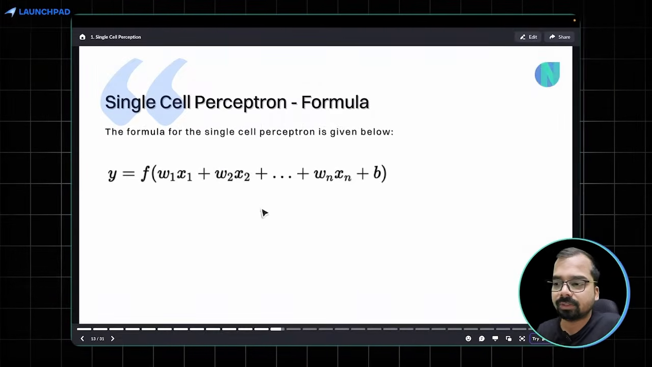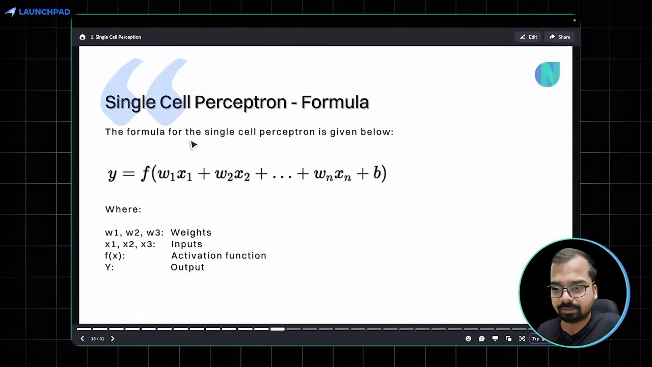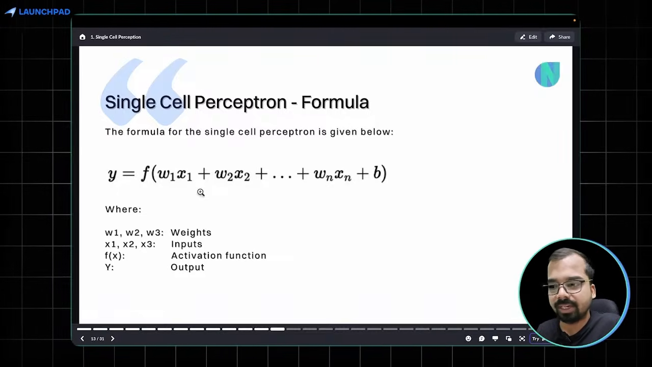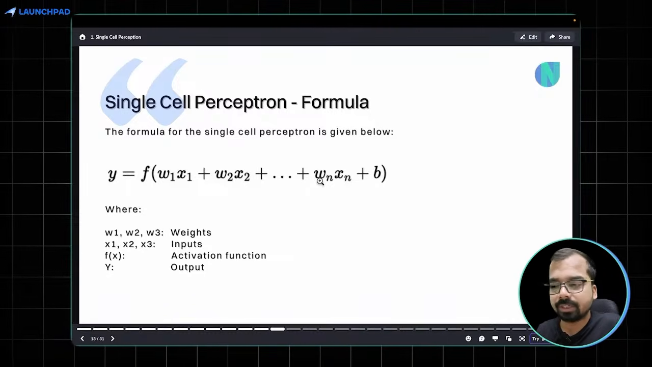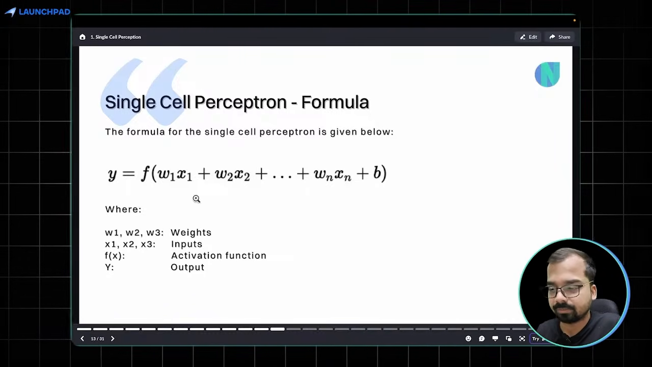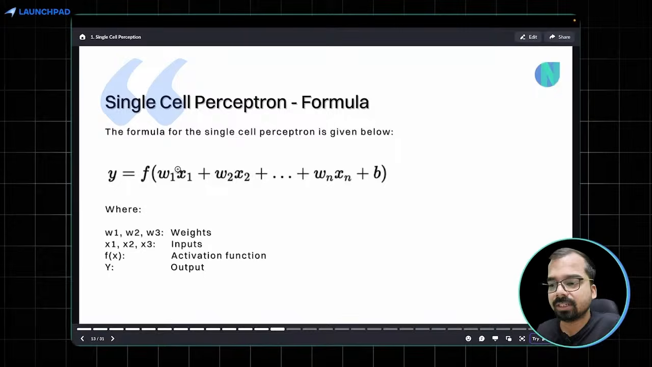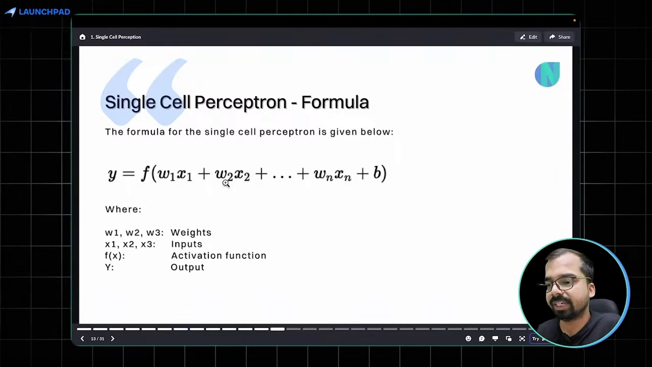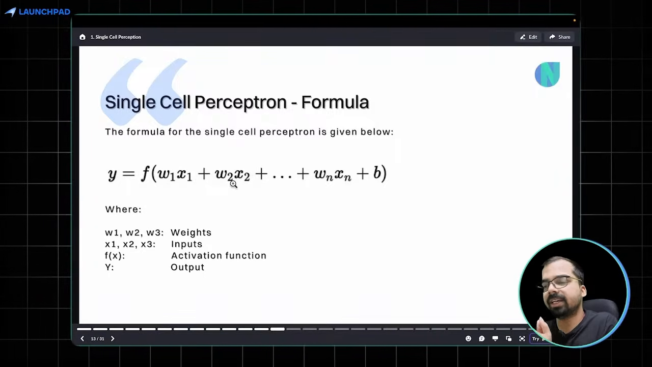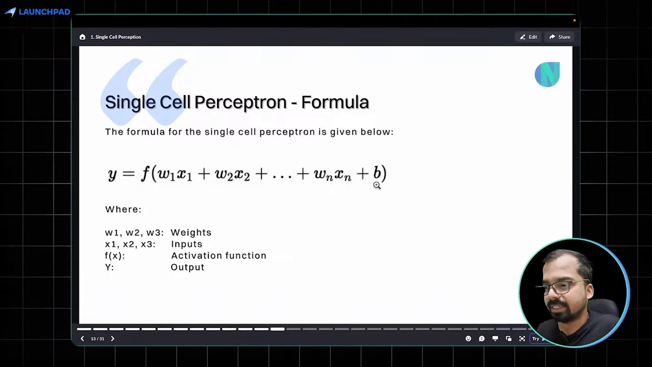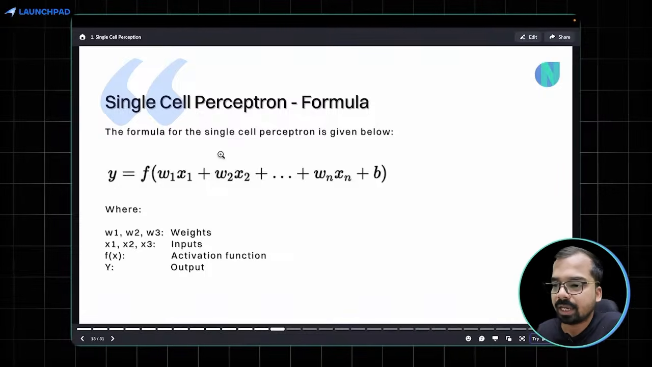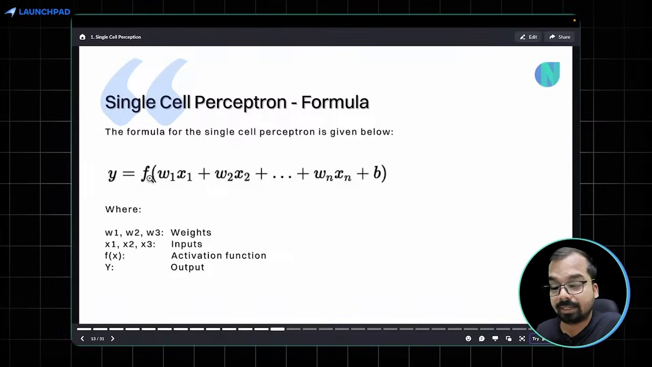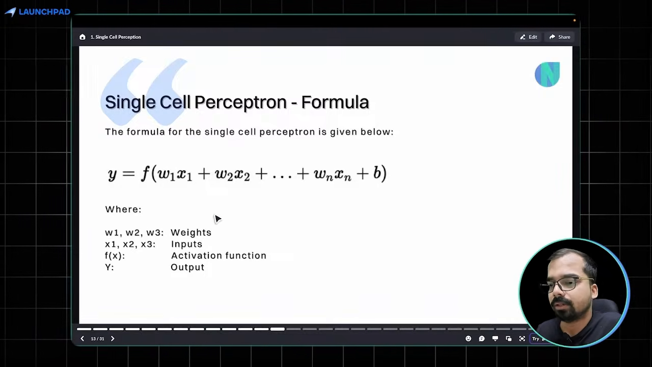Now the formula for the single cell perceptron is something like this. Here you have weights. Weights take into account how important a particular input is. Each weight is multiplied with an input: W1x1, W2x2. So it's basically a weighted sum. And there is a bias term; we will talk about bias in further slides. And there is a function known as the activation function.